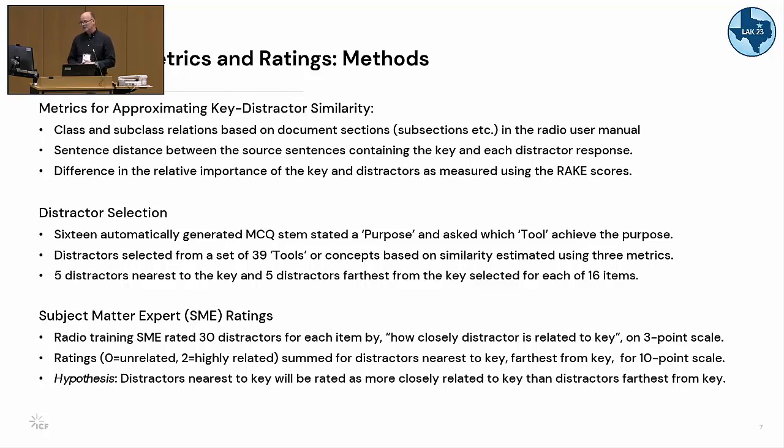And then, in order to validate the distractors that were identified, we had a subject matter expert rate the 30 distractors for each item by how closely the distractor was related to the key on a 3-point scale, with ratings ranging from 0 to 2. We aggregated those, creating a score on a 10-point scale, and the hypothesis again was that the distractors nearest to the key would be rated as more closely related to the key than distractors farthest from the key.